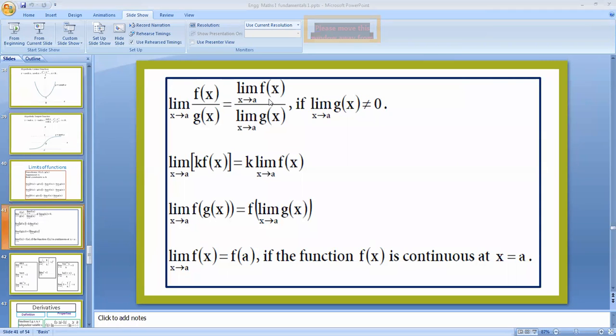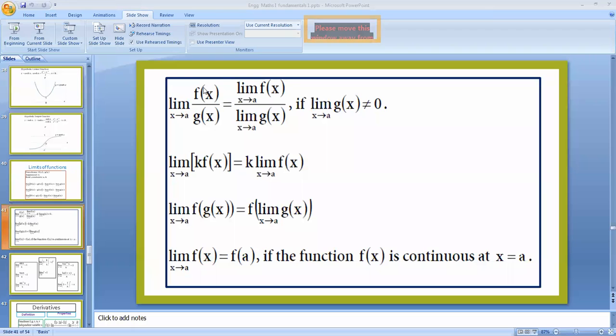So what is that value when the limit of g of x as x tends to a is equal to 0? The limit will be infinity. So any finite number divided by 0 is infinity. It is meaningless. Hence, the condition is given that the limit of g of x as x tends to a should be non-zero.